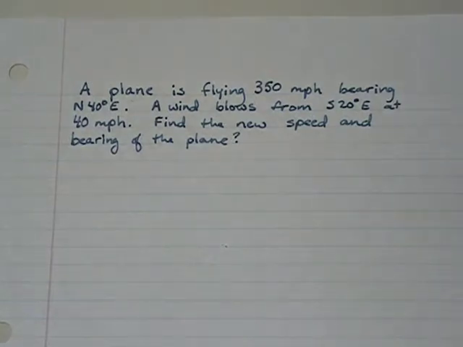A plane is flying 350 miles per hour, bearing north 40 degrees east. A wind blows from south 20 degrees east at 40 miles per hour. Find the new speed and bearing of the plane.